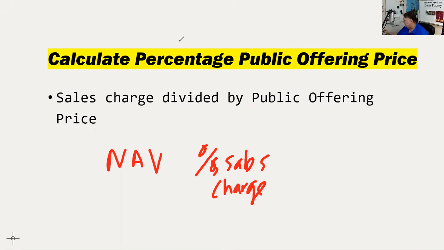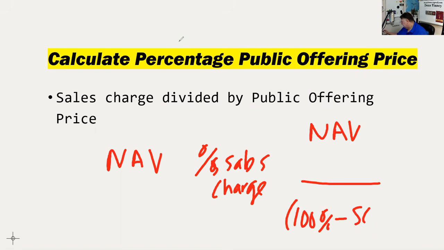Now, again, it would be a drag from hell to have to do this. But if you do that, the way you do it is you take the NAV and you divide by 100% minus the sales charge. And that would give you the public offering price. So, maybe I say the NAV, let's just do the one we did previously. So now I'm not doing the percentage. I'm showing you how to recalculate this.